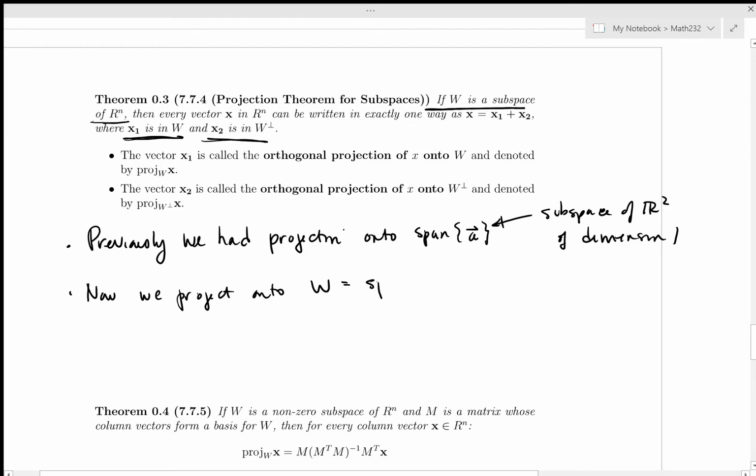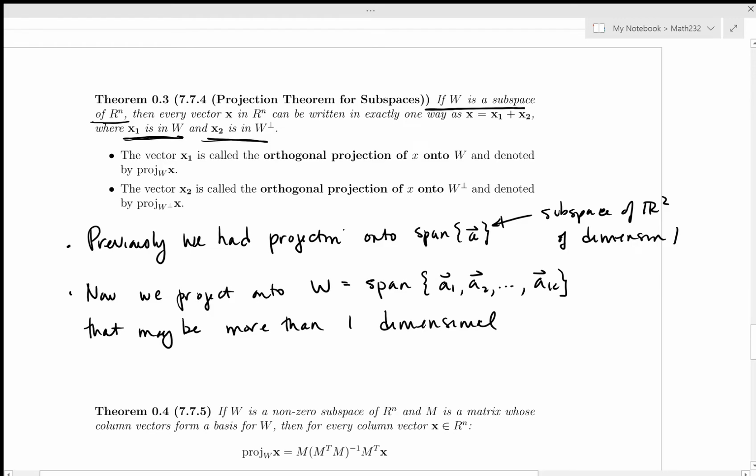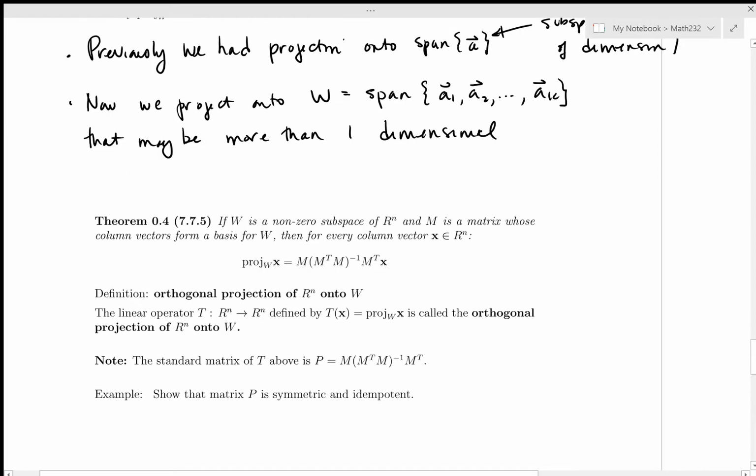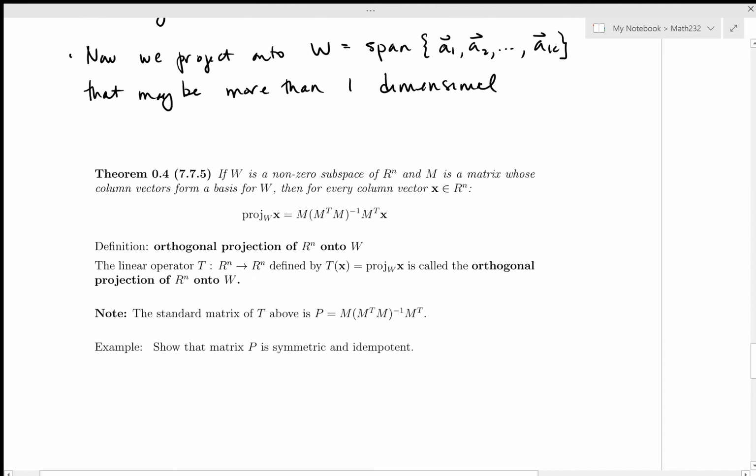So W will be the span of some number of vectors, A1, A2, like that. We don't know how many. That may be more than one dimension. Okay, and we can do that by calculating the projection matrix. That'd be this part right here.